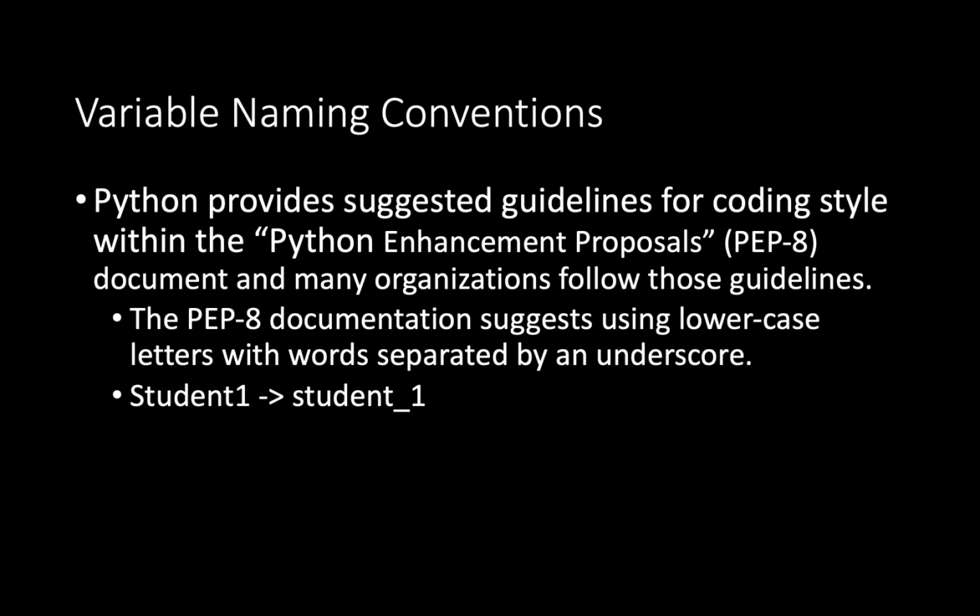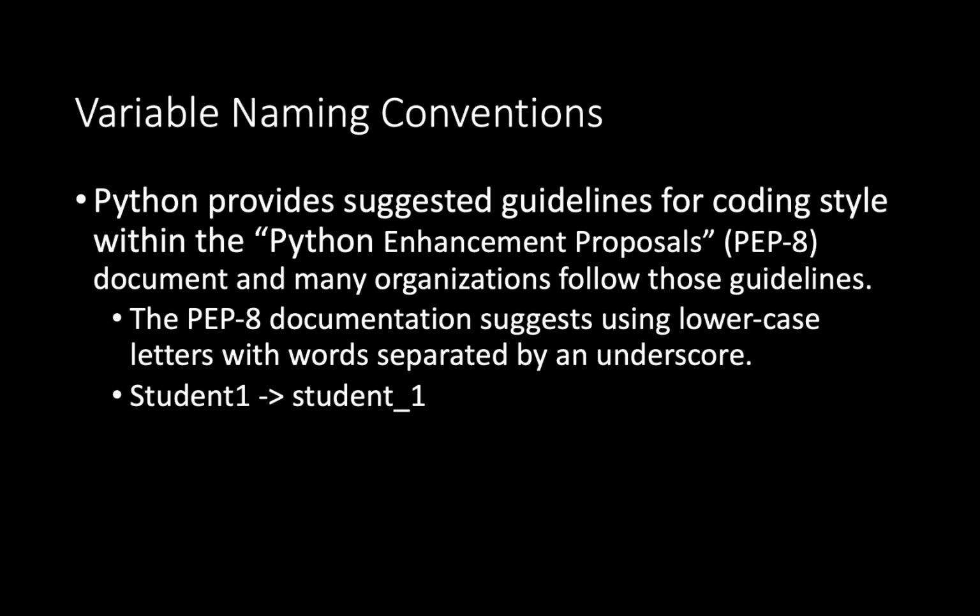Now, when it comes to naming variables, Python has a document called the Python Enhancement Proposals, with guidelines on how we should write our Python. Within that document, they suggest using lowercase letters only, with words separated by an underscore. For instance, instead of Student1 with a capital S, we could write it as student underscore 1, all lowercase.